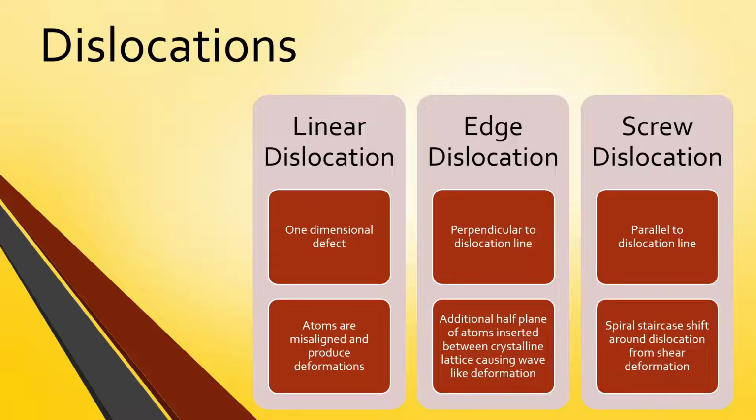So next I want to talk about line defects, in which we have two types of linear dislocation known as edge and screw dislocation. So again, line defects are one-dimensional defects that produce a dislocation line. The difference is how the dislocation line affects the lattice and what sort of deformation happens. Edge dislocation produces a wave-like deformation from planes of atoms being inserted perpendicular to the dislocation line, whereas screw dislocation produces a staircase-like formation because a plane of atoms is being inserted parallel to the dislocation line.